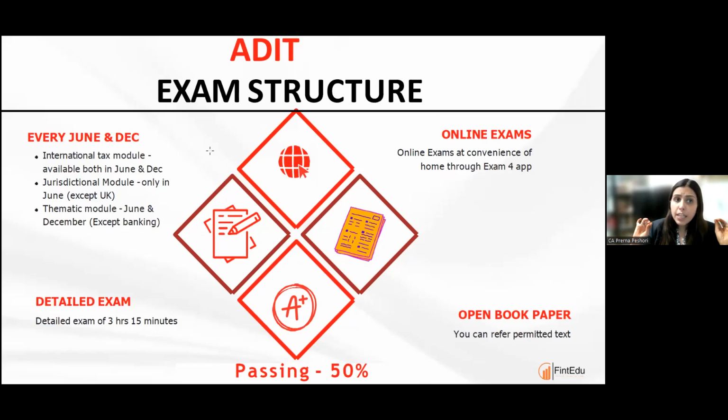The exams happen every June and December. The international tax module is available in both June and December. However, for the jurisdiction module, the jurisdictions are only available in June except UK. So if you're opting for the UK paper, you can take it even in December. Other than that, jurisdiction modules are only available in June. So you have to be mindful of that. Thematic modules are again available in both June and December, except the banking one. Banking is only available again in June. So you have to be really, really mindful as to when you are giving which paper.